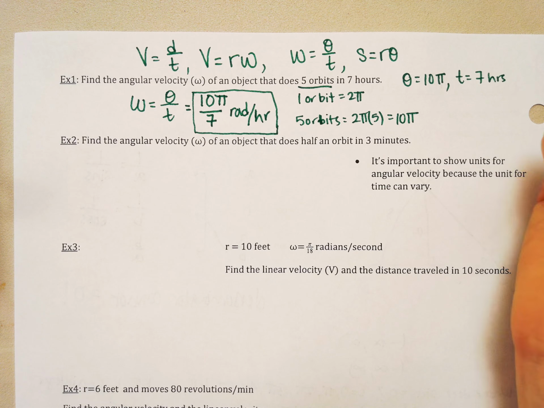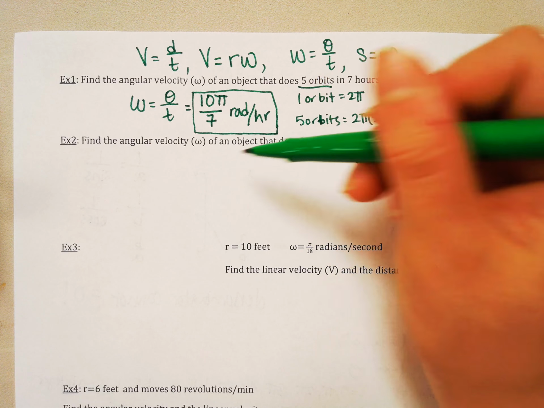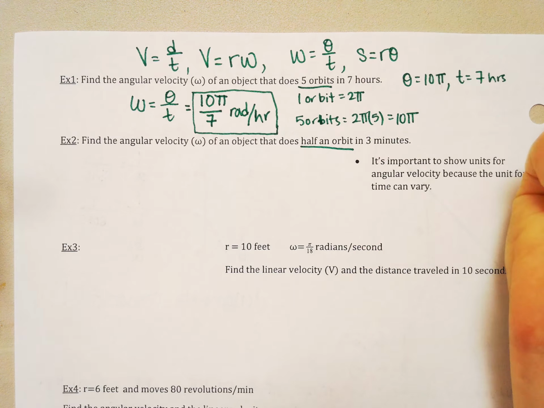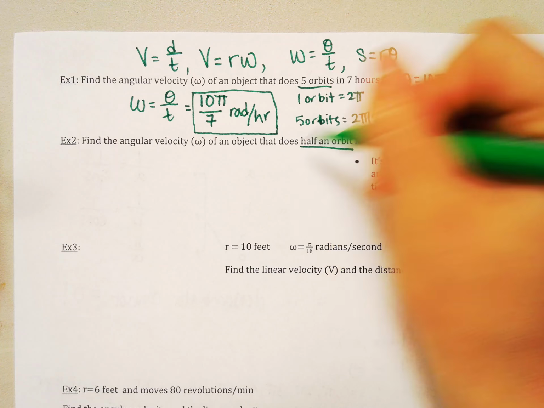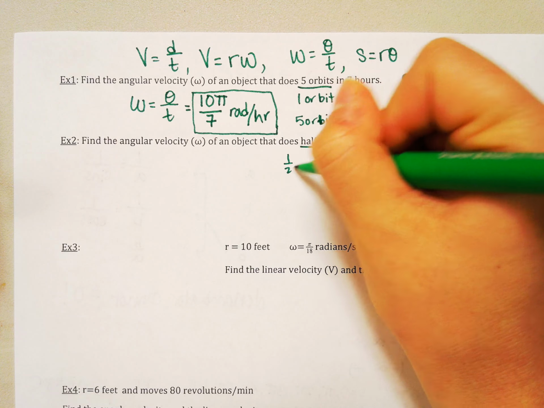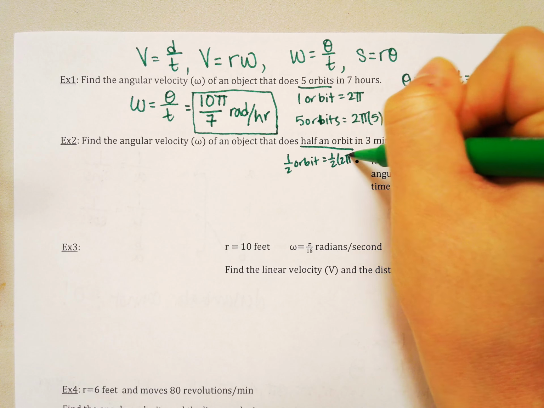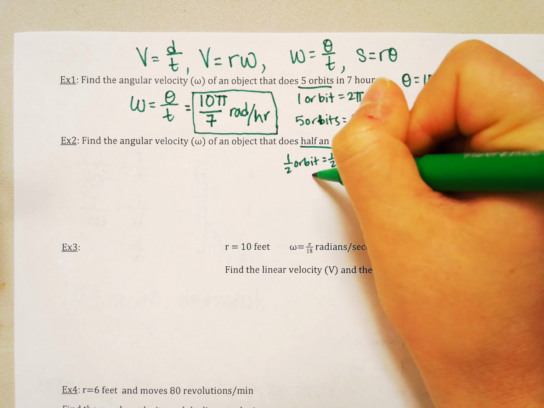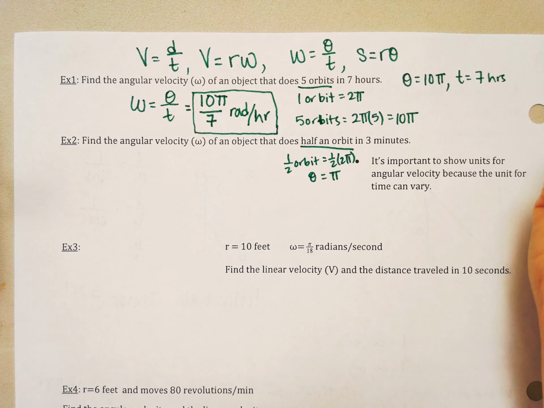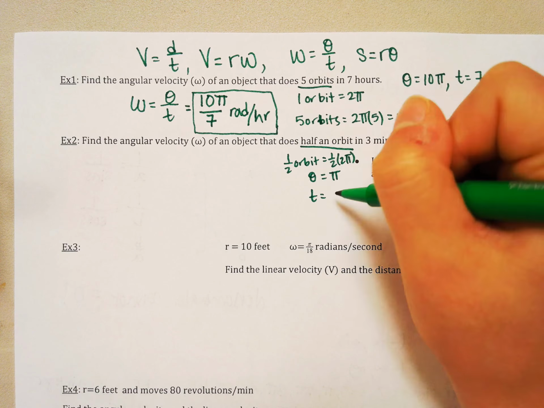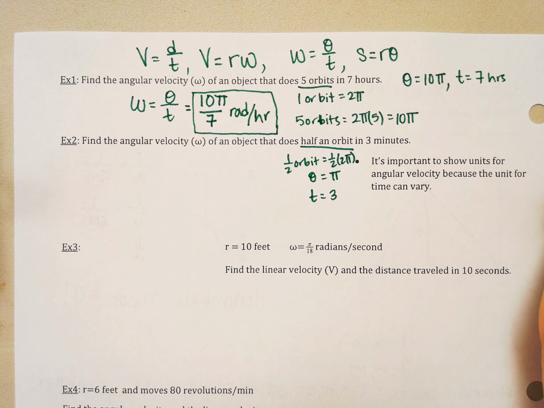You're going to do the same thing here. So we're finding the angular velocity, W, of an object that does half an orbit. Well, if one orbit is 2 pi, then half an orbit is half of 2 pi, which is just pi. So that's going to be our theta value, pi. Our time is 3 minutes, which is given to us.